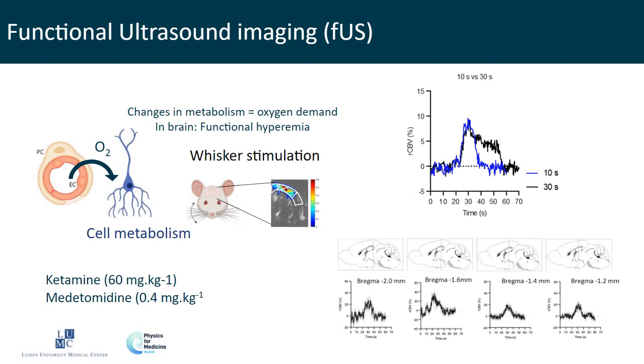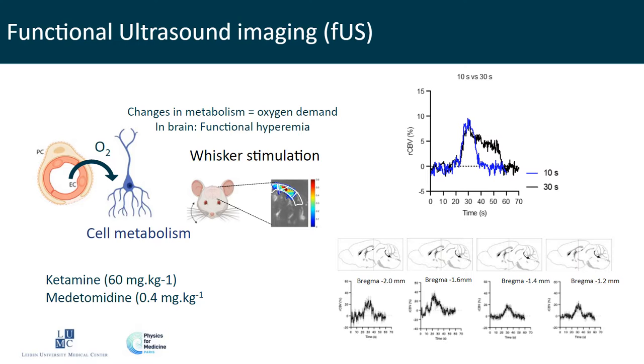So what we did next was to study hyperemia using FUS, functional ultrasound imaging. On the left side is just a summary of what we did. We used a whisker stimulation that increases the activity of the neurons and the need for oxygen, right? We injected the mice with ketamine and medetomidine as an anesthetic, and then we stimulated the whisker at different times, either 10 seconds or 30 seconds.